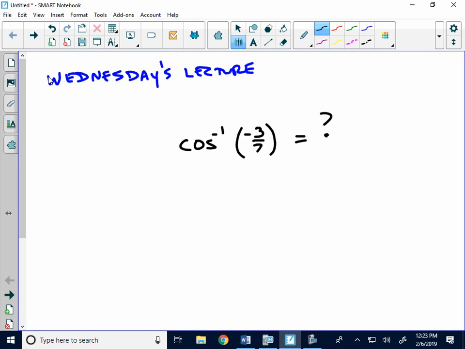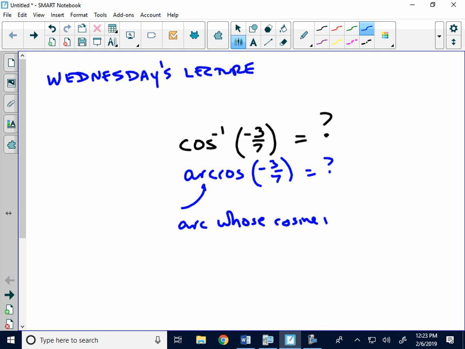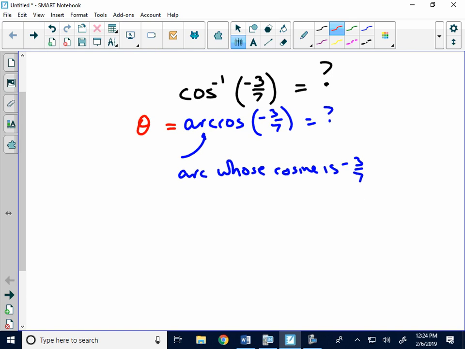Okay, the first thing that we know is that this cosine inverse can be thought of as an arc cosine of negative 3/7. So what do we make of that? Well, this is an arc whose cosine is negative 3/7. Let me name this arc. We can name it whatever we want. I'm going to call it theta because I like to see arcs and angles as theta. And then let me just think about a unit circle problem.